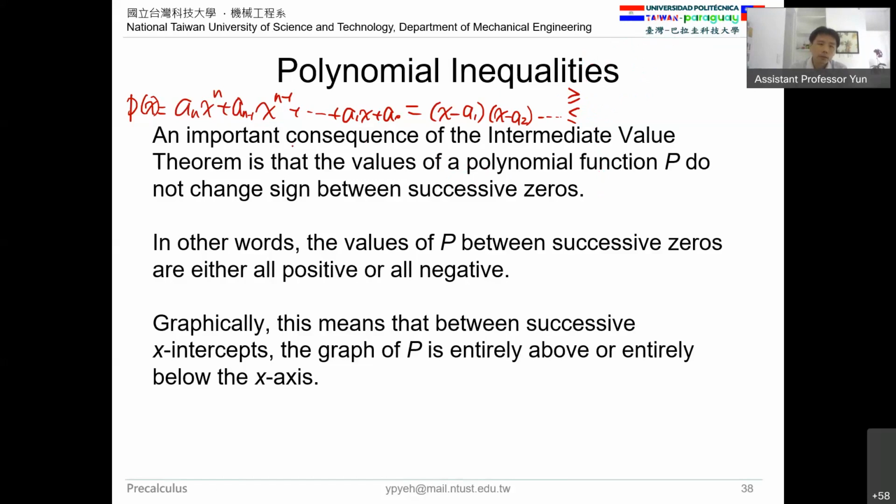Okay, so this just shows you the important consequence of the intermediate value theorem: that the value of the polynomial function p does not change sign between successive zeros. In other words, the value of p between successive zeros is either all positive or all negative here.